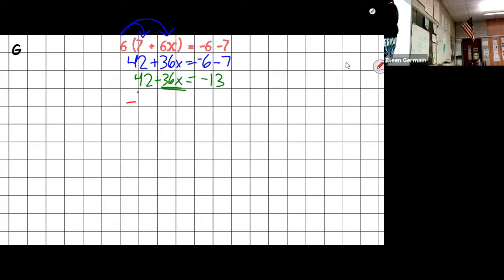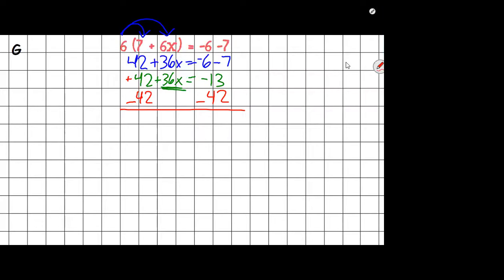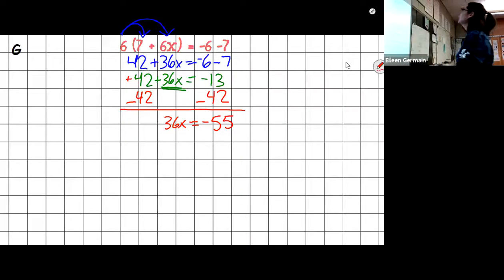So we're going to subtract 42 from each side because this is a positive 42. And to bring that over to the other side, I would subtract 42, subtract 42. When I do that, negative 13 plus 42 is going to be a negative 55 is equal to 36x. So now, Peyton, what would I do here?